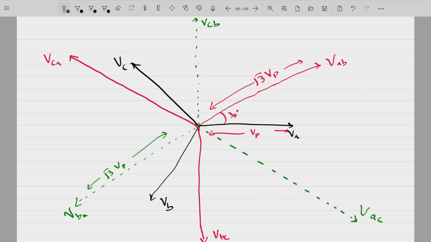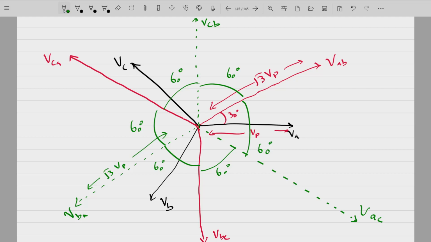You have 3 phase voltage but you have 6 line voltage, VAB, VBC, VCA and VBA, VCB and VAC. लाइन वोल्टेज के बीच में जो वोल्टेज एंगल होगा, that will be 60 degrees. They will be 60 degrees apart from each other. You can even see they are 60 degrees apart. ये plus 30 है, ये minus 30 है, ये minus 90 है, this is minus 150, this is minus 210 and minus 330 or plus 90 degrees.